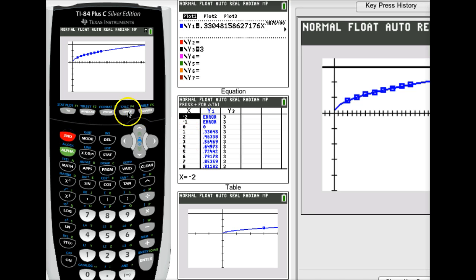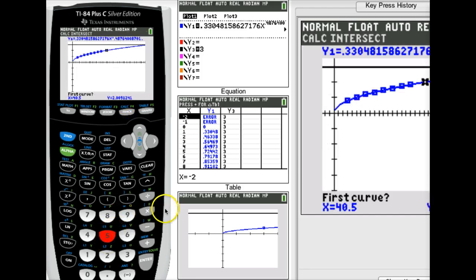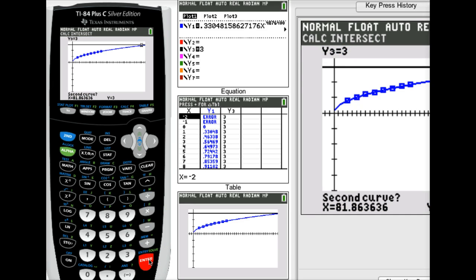So now I go to second trace, choice 5, and the intersect. So I'm going to get the intersection close. Then it's asking, is what's in blue my first curve? Yes, that's my regression equation, so I press enter. Is y equals 3 my second curve? Sure is. So press enter. Then it's asking, do you want me to guess? Absolutely. Press enter a third time.